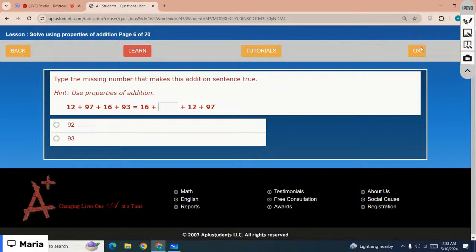Type the missing number. So which number is missing? 93 it is. The correct option is 93.